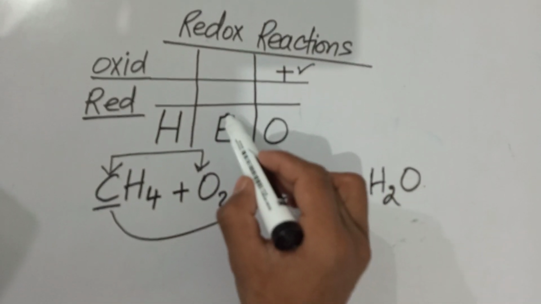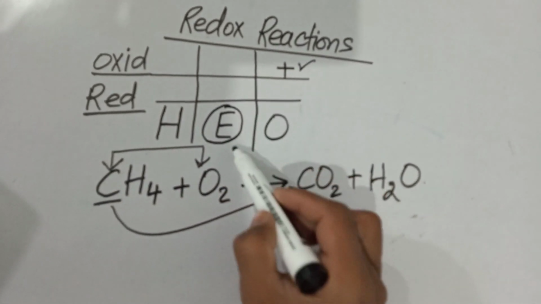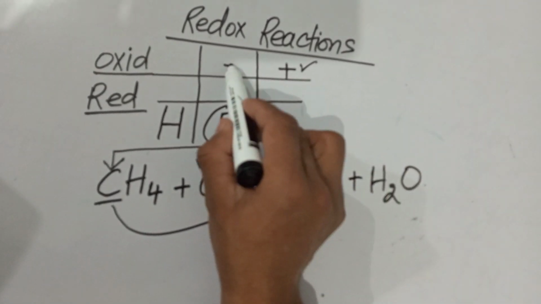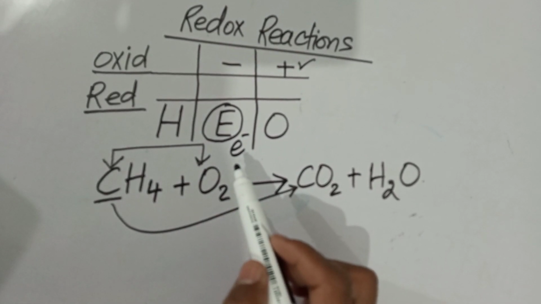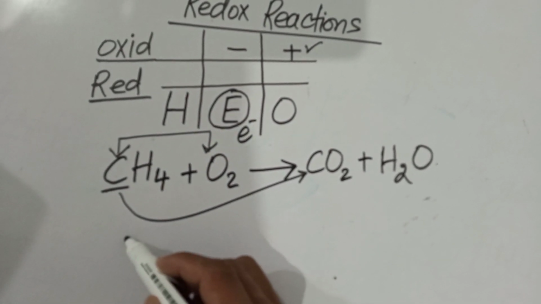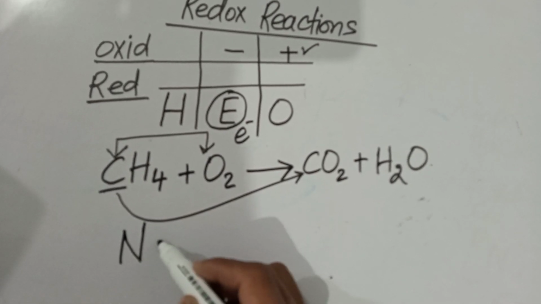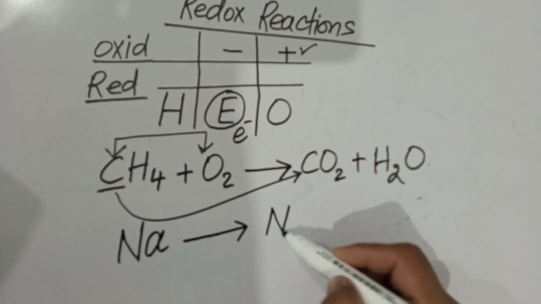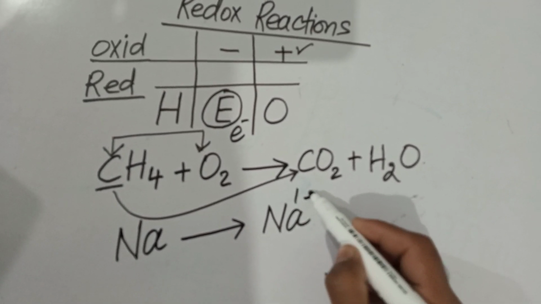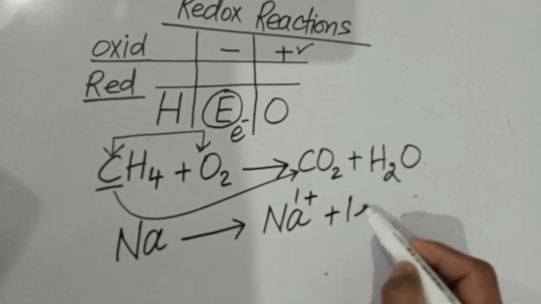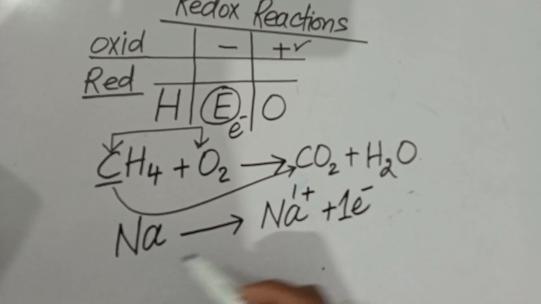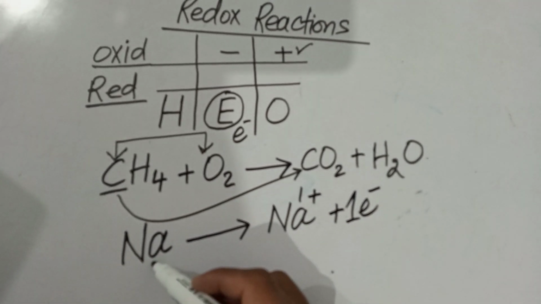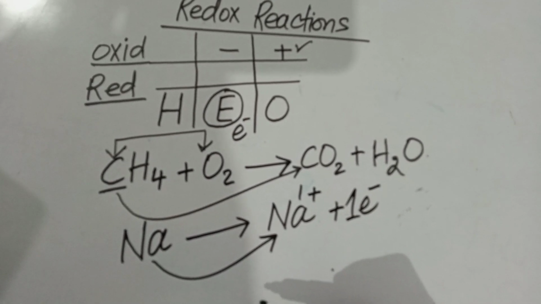Next, if an electron is removed from an element, E stands for electron, let's consider an example of sodium metal. If sodium metal loses one electron, it gains one positive charge. According to the definition, if sodium loses one electron, it oxidizes to Na positive ion.